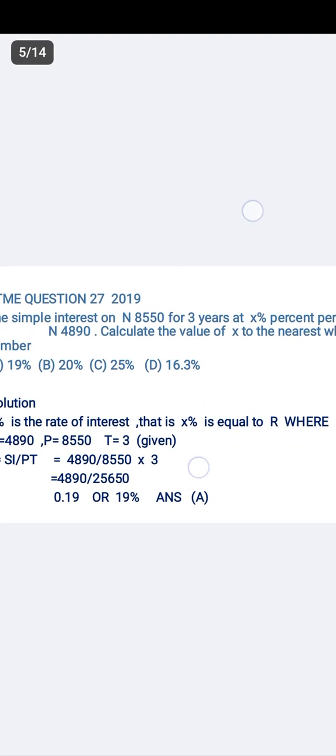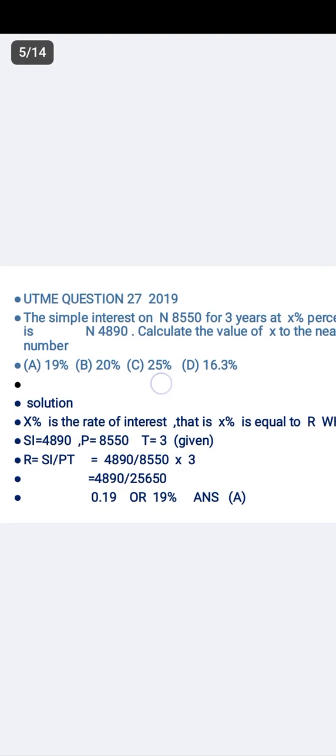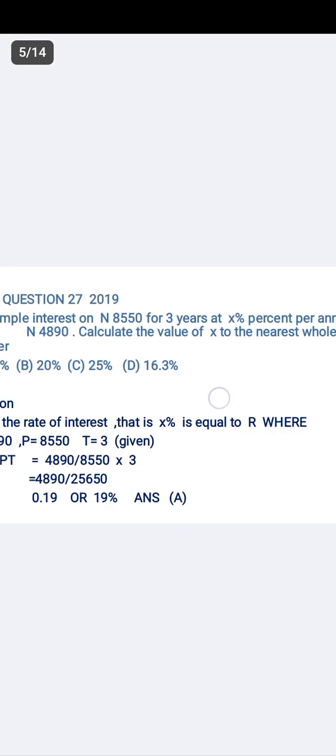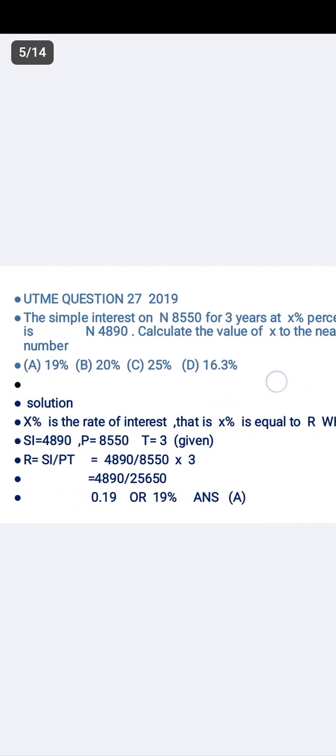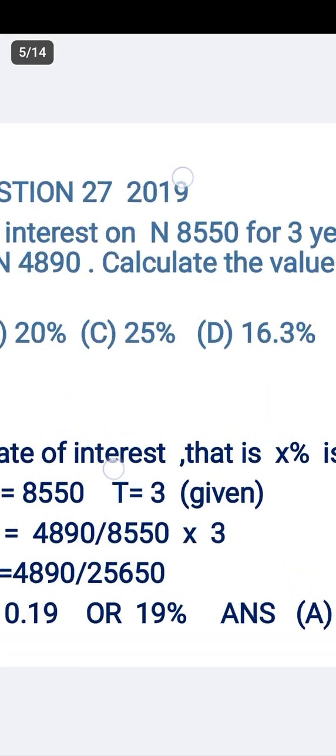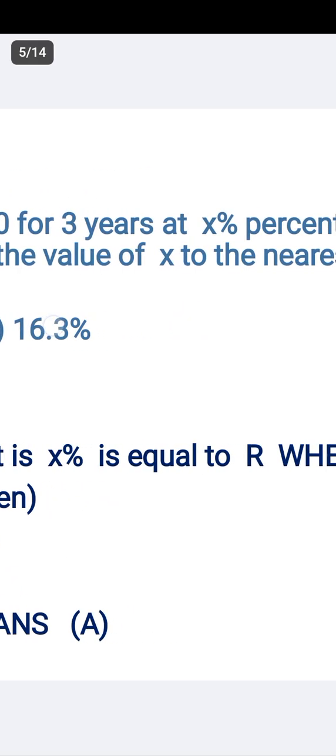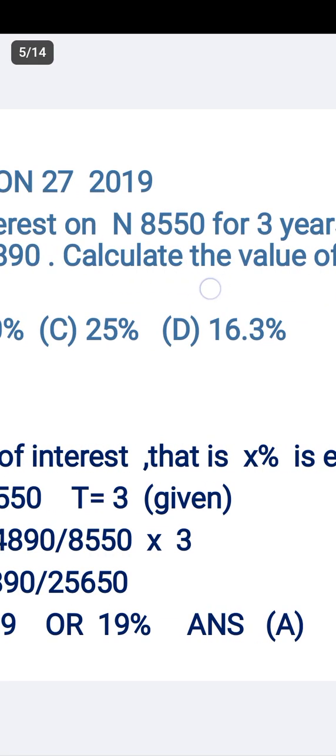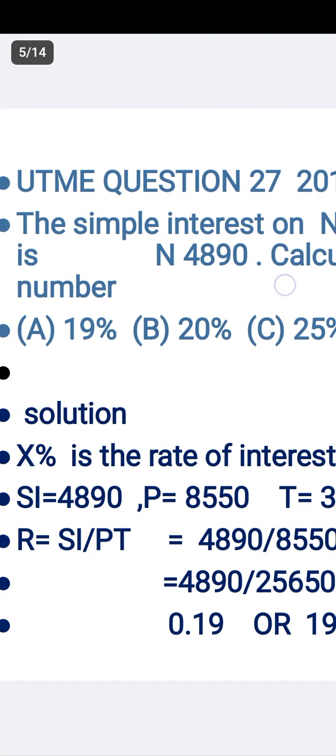27, 2019. That is the University Matriculation Examination 2019. The question reads, the simple interest on 8,550 for 3 years at X% per annum is 4,890. Calculate the value of X to the nearest whole number.